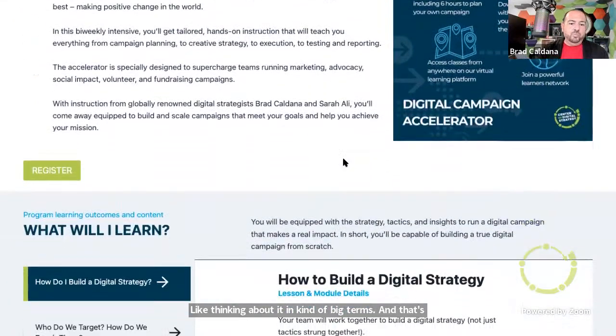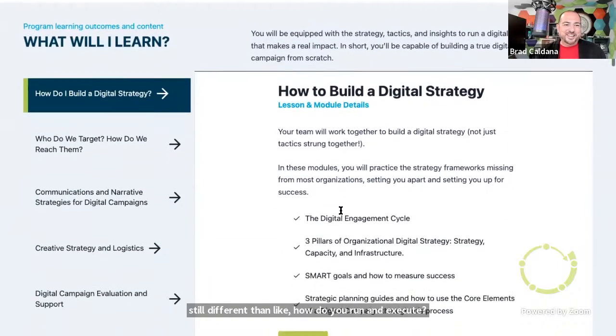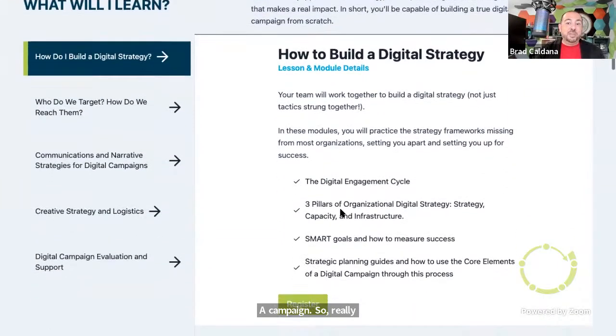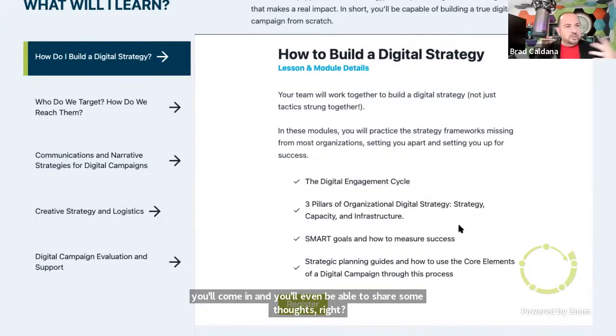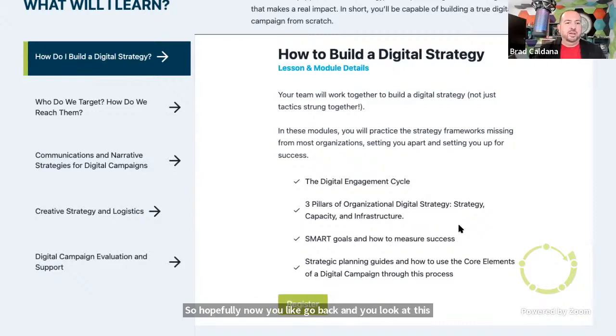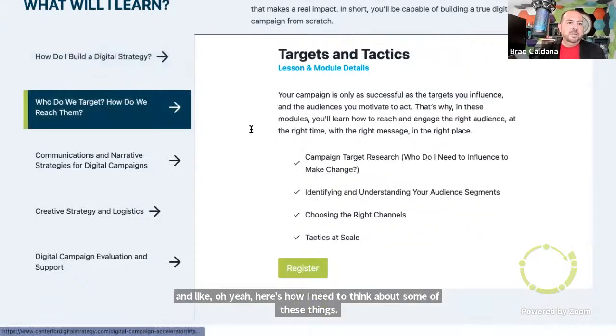So I'm really excited. Sarah and I have been building this together. We start with how to build digital strategy. Some of you will be well primed for part of day 1, where we talk about the 3 pillars of digital strategy: strategy, capacity, and infrastructure. You'll come in and be able to share some thoughts. Hopefully you go back and look at this and think, oh yeah, here's how I need to think about some of these things inside of what we're doing.